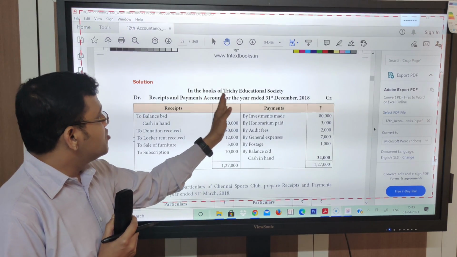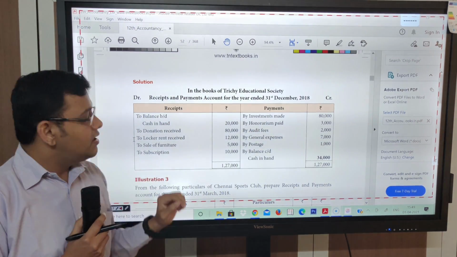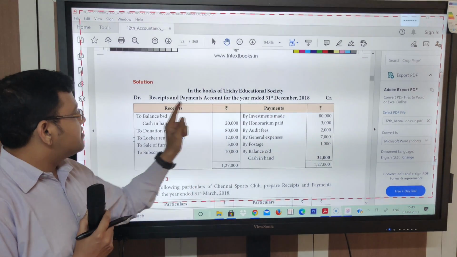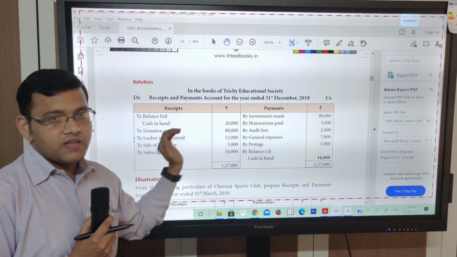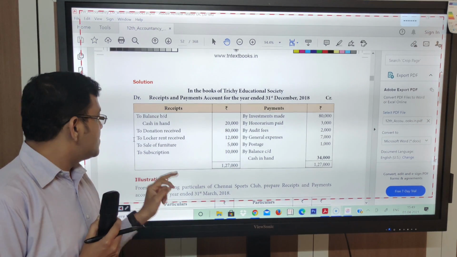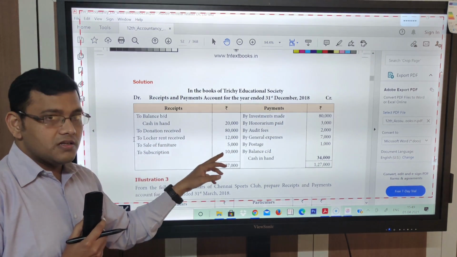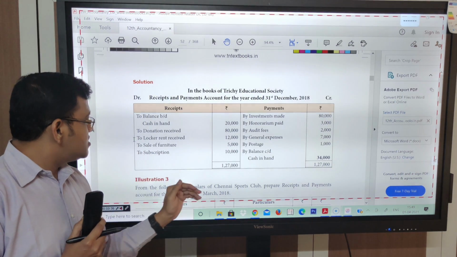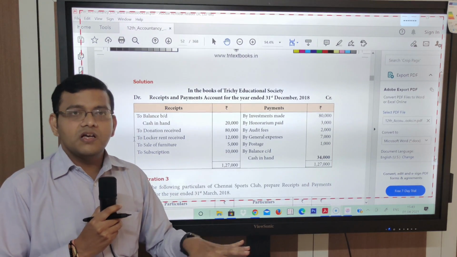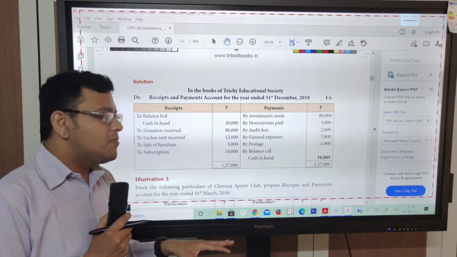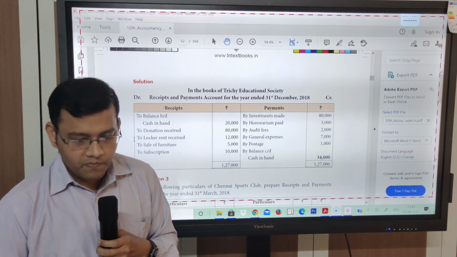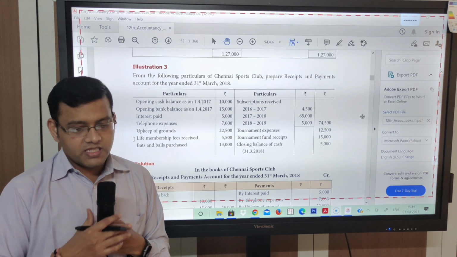So we'll write in the books of Trichy Education Society in the heading, and then we'll write receipts and payments account for the year ended 31st December, with debit and credit, which is going to be receipts on one side and payments on the other side. Under the receipts, you have the opening cash balance, and whatever amount you have received as donation, locker rent, and sale of furniture. Now there are certain capital items and certain revenue items, but we are not going to bifurcate. Whatever amount is received and paid, we are going to show it as part of the receipts and payments account. Same way for the next question.